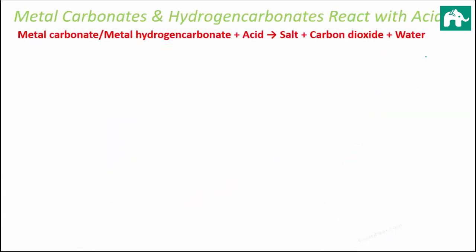So how do metal carbonates and hydrogen carbonates, or metal bicarbonates, react with acids? Metal carbonate or bicarbonate reacts with acid to form salt plus carbon dioxide plus water. You would have noticed something very distinctly, that whether the acids react with the bases, or metals, or metal carbonates or bicarbonates, the product is always a salt, but the other products keep changing. For example, somewhere it is water, somewhere it is hydrogen, somewhere it is carbon dioxide, somewhere it is a mix of carbon dioxide and water.